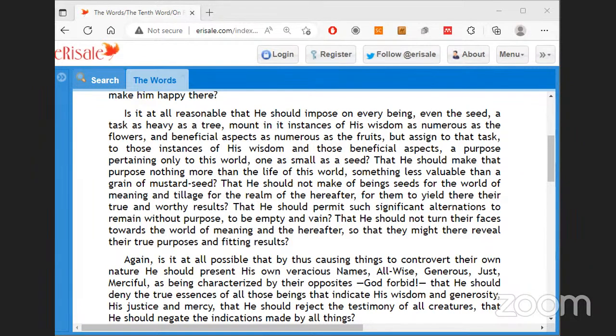their truth and worthy results, that he should permit such significant alterations to remain without purpose, to be empty and vain, that he should not turn their faces towards the world of meaning and the hereafter, so that they might there reveal their true purposes and fitting results.